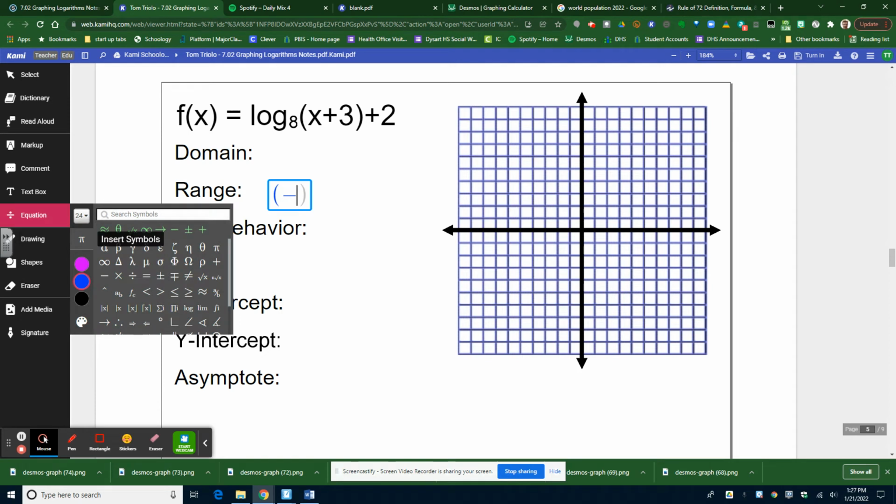Every single time for logarithmic functions.